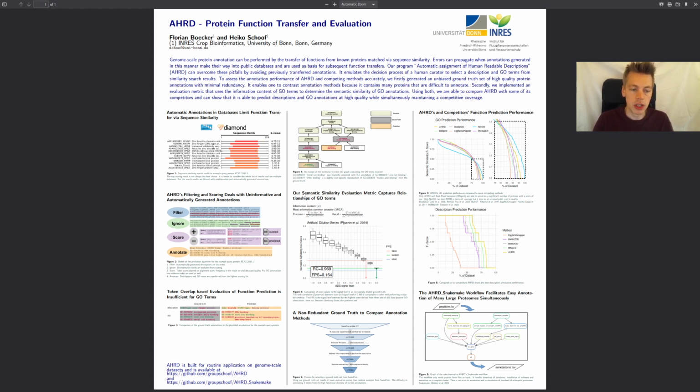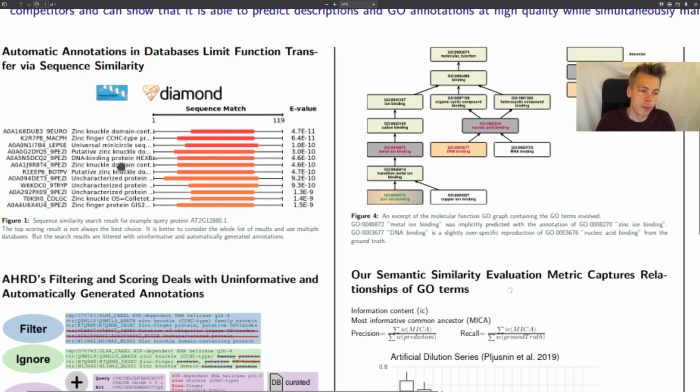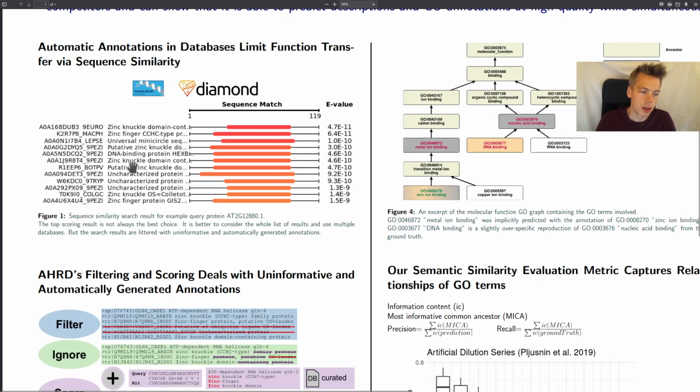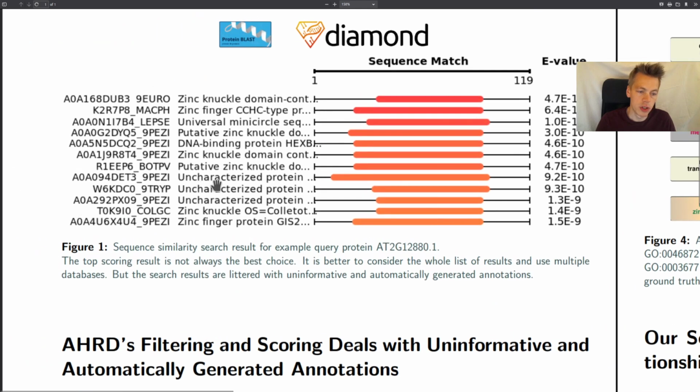We want AHRD to be applicable to whole proteomes. For that reason, it has to be fast and scalable. We also want to annotate not only GO terms but also descriptions, and we do that by looking at sequence similarity search results. But of course, these can have problems. You can't always just take the top result. You always have to look at the whole list of results, and also have to take into account that you can have proteins in there where the annotation is actually not really desirable.